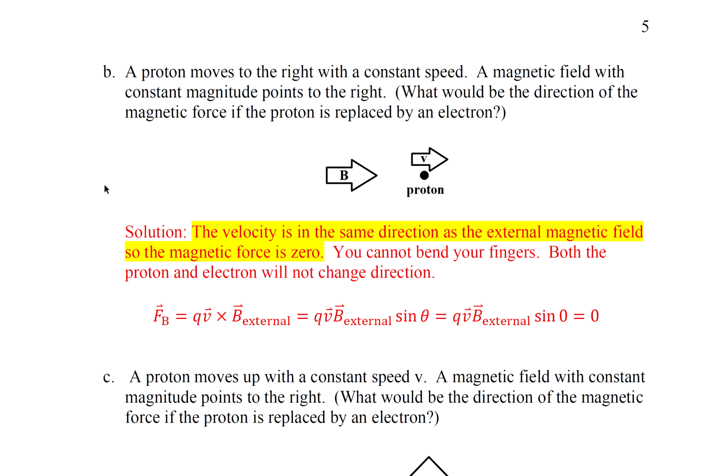Part B, a proton moves to the right with a constant speed. A magnetic field with constant magnitude points to the right. Okay. So remember, put your right hand and your fingers in the direction of QV, which is to the right. Bend it in the direction of B. Well, you can't bend it because B is in the same direction as V. Okay? So the cross product is 0. That's why there's no magnetic force.